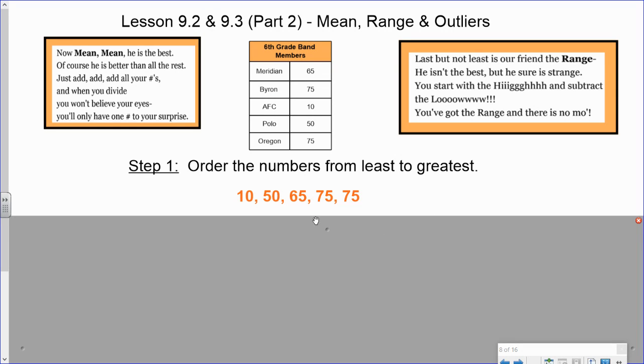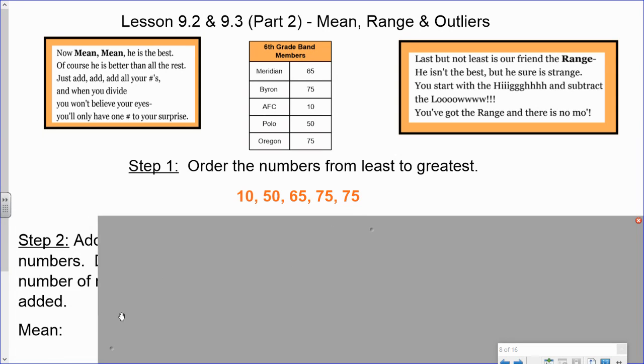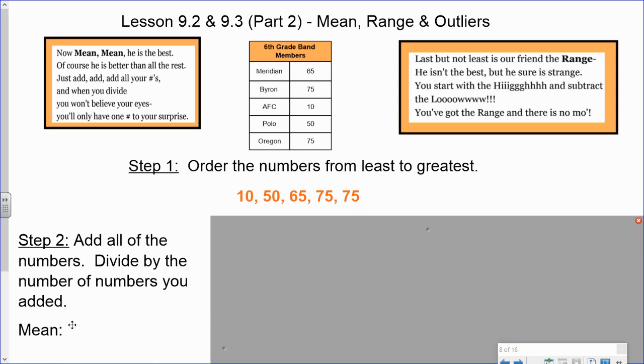So we put them in order from least to greatest just like before, because if we needed to, we could find the median. Right in the middle would be 65. We could find the mode, which would be 75. But today, like I said, we're going to focus on mean. So our first step after that is we're going to find the mean.